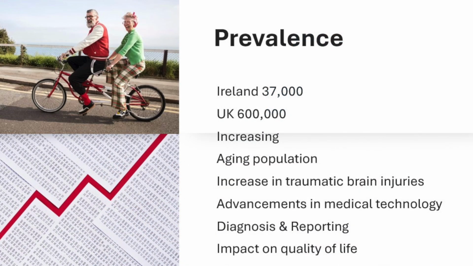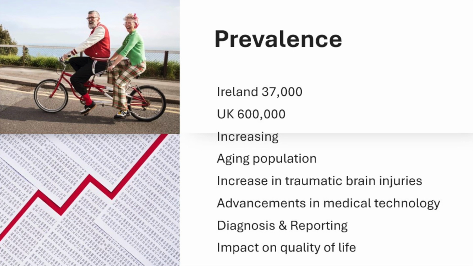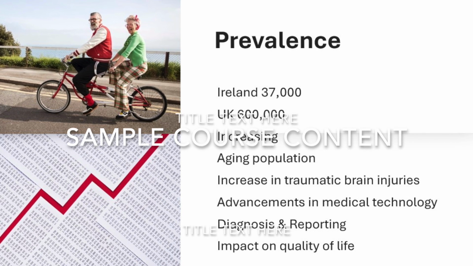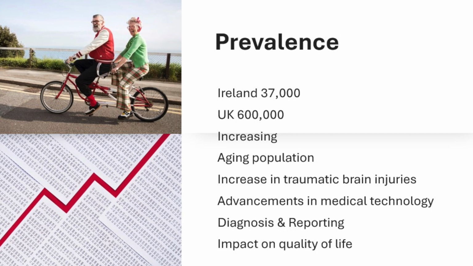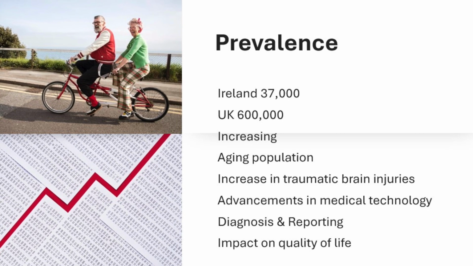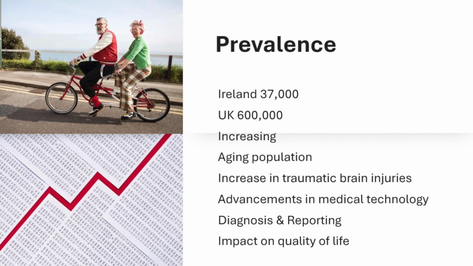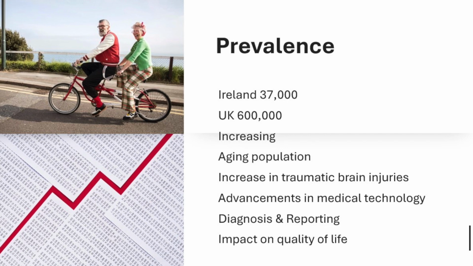Moving on to prevalence in Ireland and the UK, numbers suggest that epilepsy affects an estimated 37,000 people in Ireland and around 600,000 people in the UK. The prevalence appears to be increasing in both countries, possibly due to an aging population and an increase in traumatic brain injuries. Additionally, advancements in medical technology have led to more accurate diagnosis, leading to an increase in reported cases.